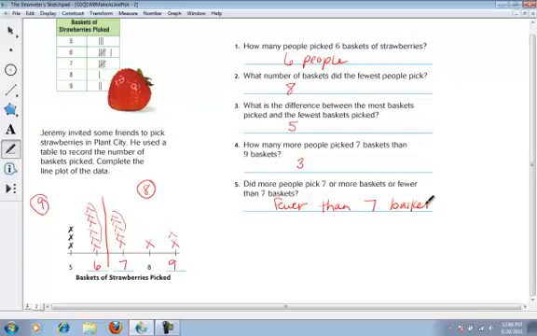All right, now it's going to be your turn to use a line plot.